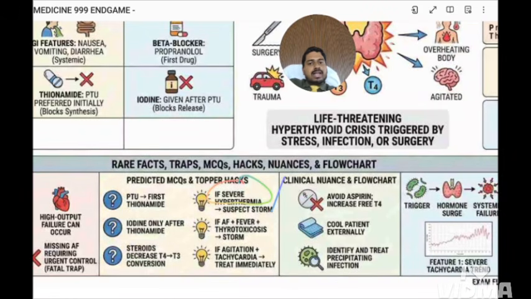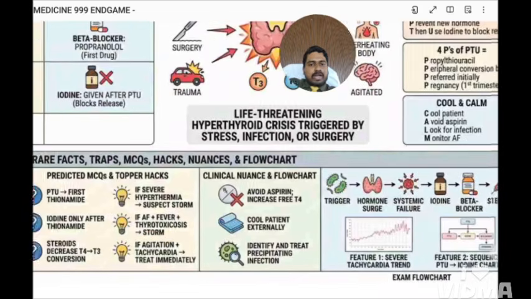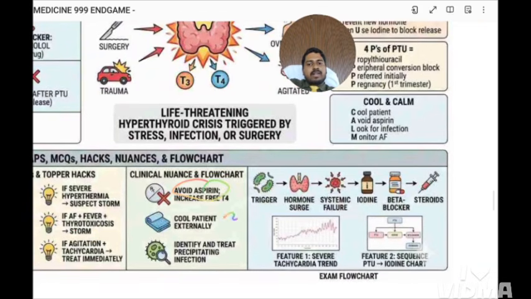If there is severe hyperthermia, then also you can suspect thyroid storm, because thyroid hormones, thyroxine, actually increase the basal metabolic rate also. If atrial fibrillation, fever, thyrotoxic features are there, again it is thyroid storm. And if agitation with tachycardia is there, you have to treat immediately with beta blockers. Avoid aspirin because it increases free T4 levels. Very, very important. Don't give aspirin in case of thyroid storm. Cool the patient externally and identify and treat the precipitating factor also.